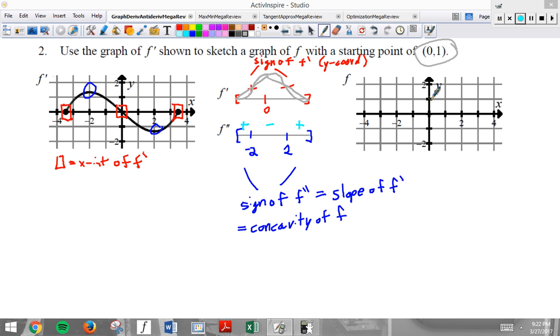Starting point 0, 1, right there. Concave down, inflection, concave up, solid dot endpoint, concave down, inflection, concave up, solid dot endpoint, increasing, decreasing. Done.